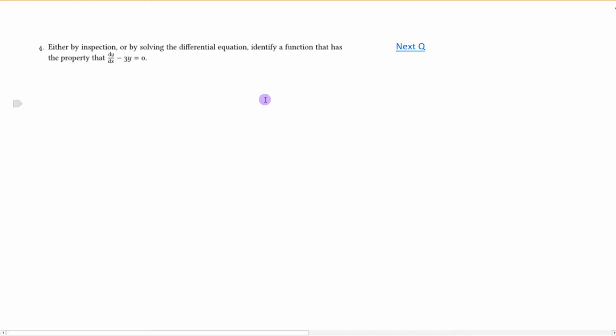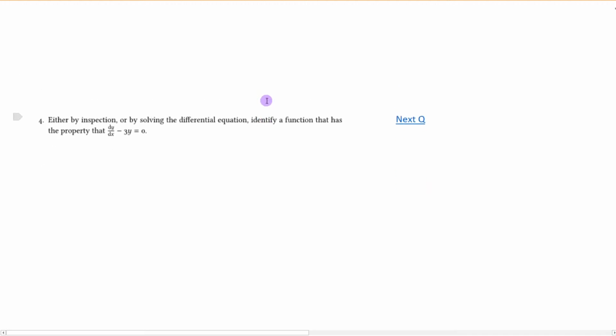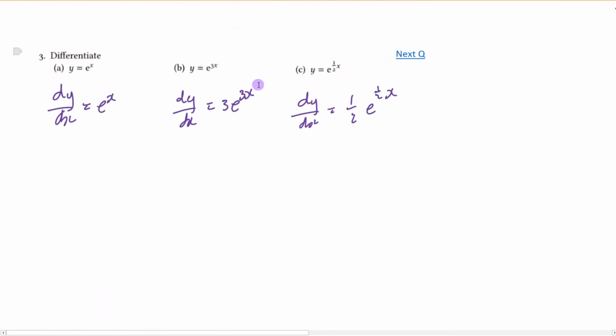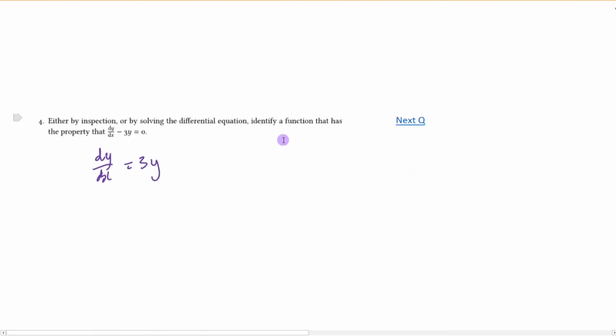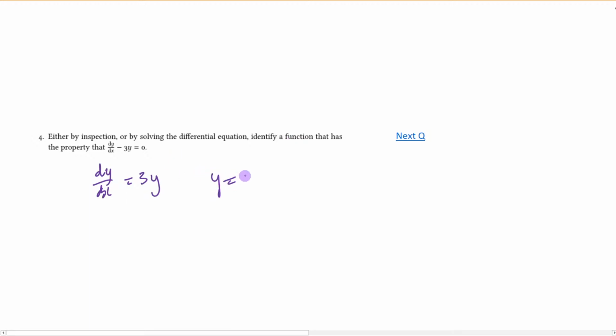Okay, so what you hopefully would have noticed is that we have dy by dx is equal to 3 times y. And if we go back to the last question, we can see in this one we've got dy by dx is 3 times the y value. So we could just use y equals e to the 3x as a function that will solve this differential equation.